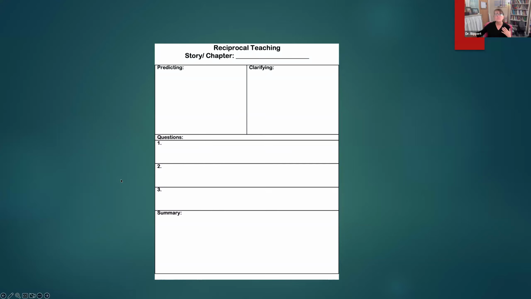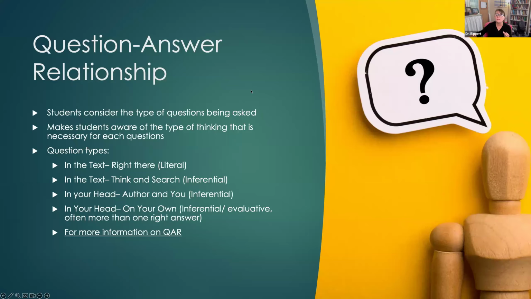Okay. Then we talked about question answer relationship. And this is where students think about the kinds of questions being asked of them. This is going to help them really consider the kinds of thinking that needs to take place when they respond to questions from a text.